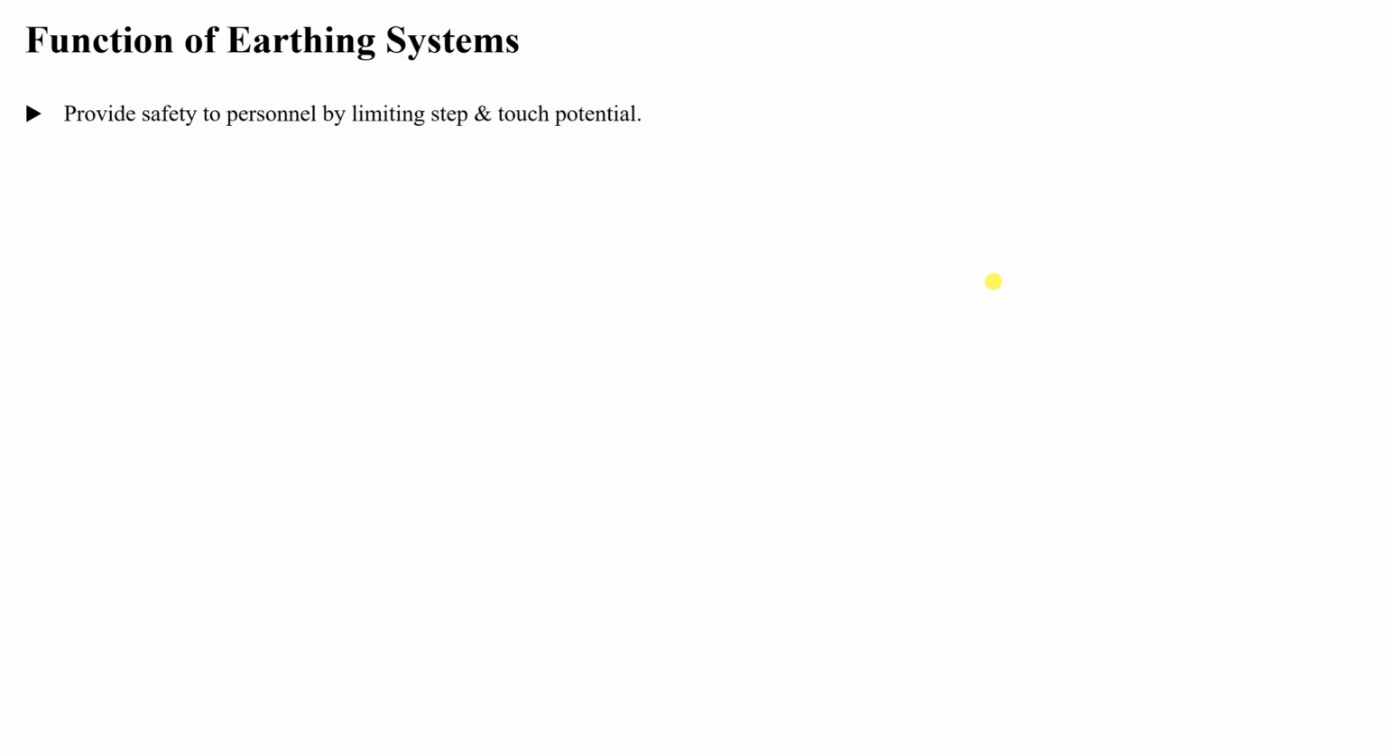limiting step and touch potential. Touch, when we are touching an electrical machine or any metallic enclosure which does not have any voltage in normal circumstances. However, due to any leakage or insulation breakdown, we can have a voltage on it, as we discussed before. The step, which we are also going to discuss in one of the lessons, and how to protect humans against it, will be discussed in another one.